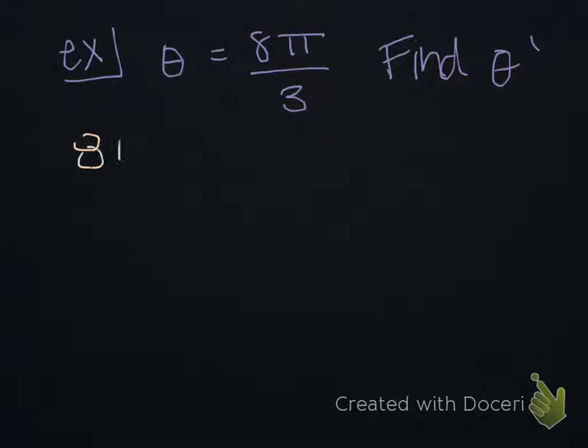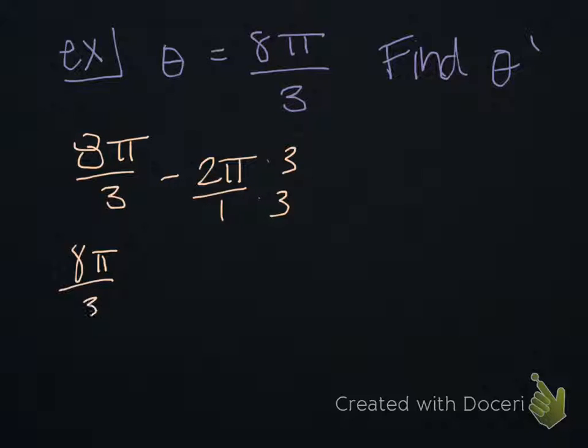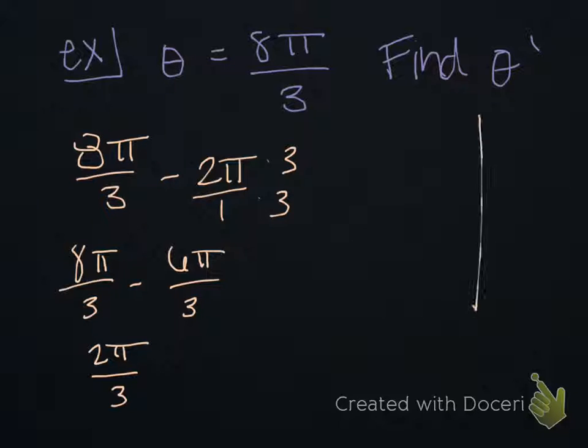So I'm dealing with 8 pi over 3, and I'm going to subtract the 2 pi. Change this, get common denominators. So 8 pi over 3 minus 6 pi over 3. We're working with 2 pi over 3. So we're going to figure out where that falls.